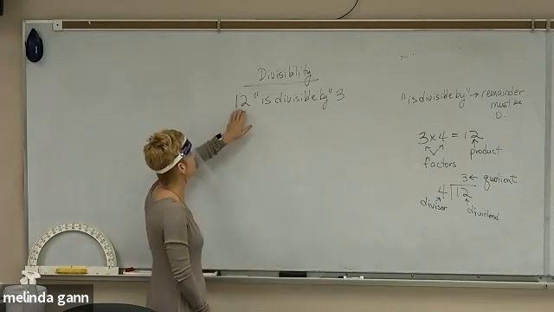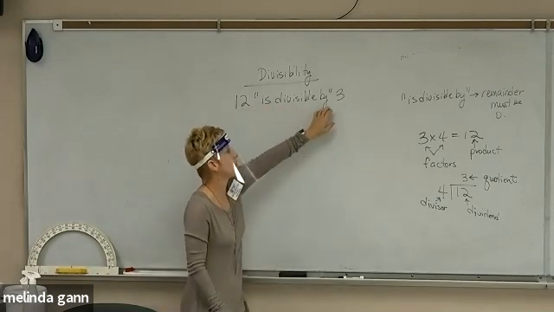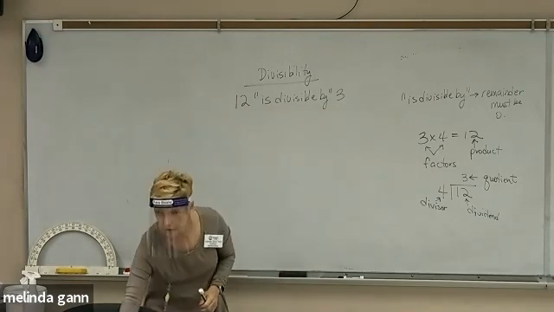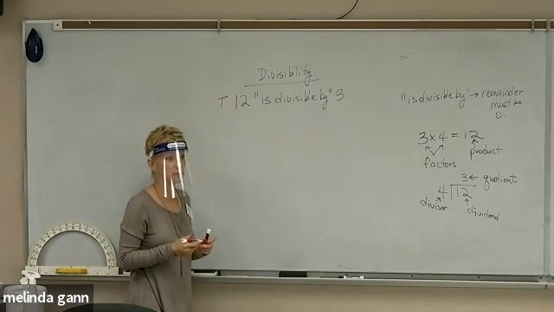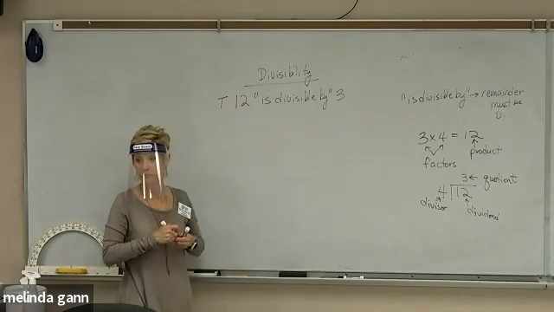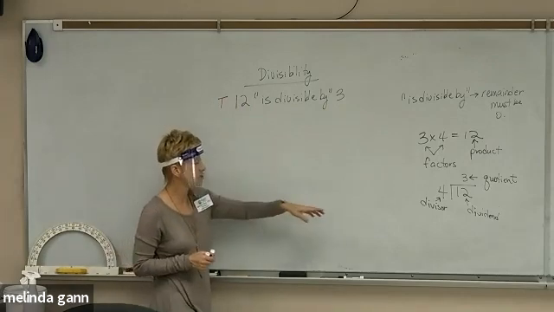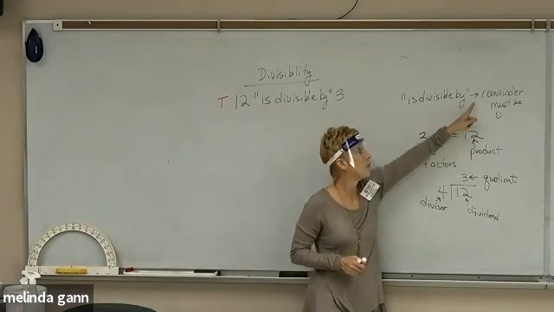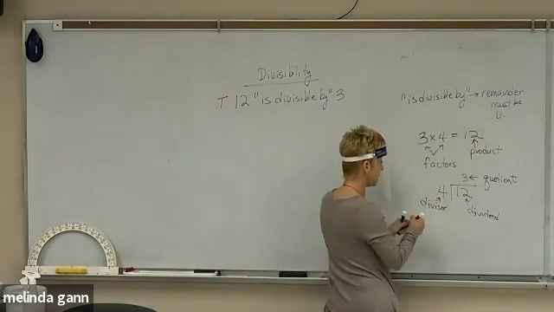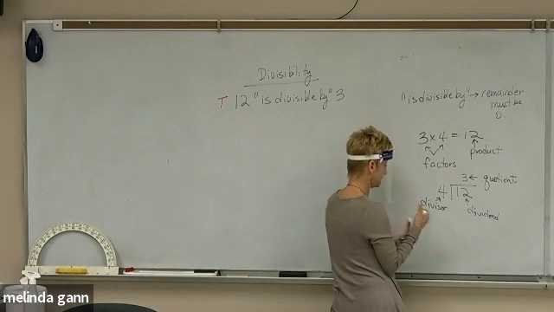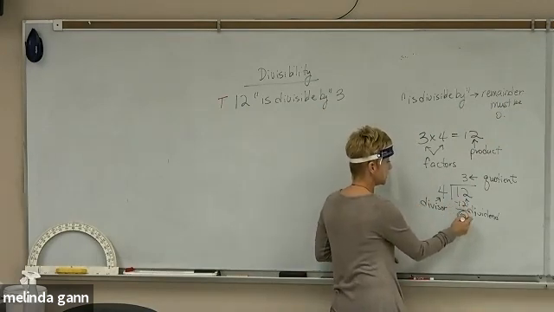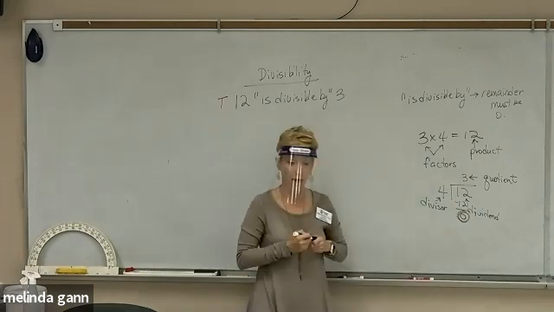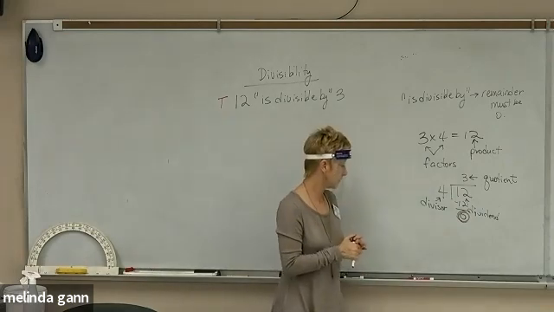So true or false? 12 is divisible by 3. Is that true or false? True, because when you divide 12 by 3, what's your remainder? 0. Not your answer, your remainder. When you do this and you multiply back, see, your remainder is 0. Okay?